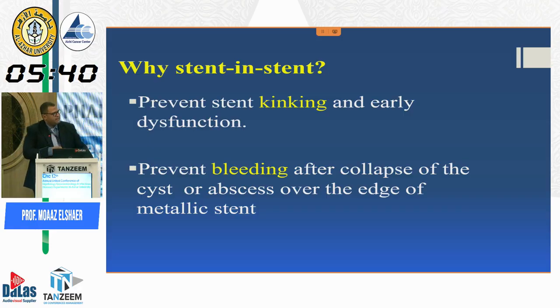Why stent in stent? To prevent kinking and early stent dysfunction. Also, collapse of the abscess or cyst might lead to some bleeding. Stent in stent prevents bleeding after collapse of the cyst or abscess over the edge of the metallic stent.